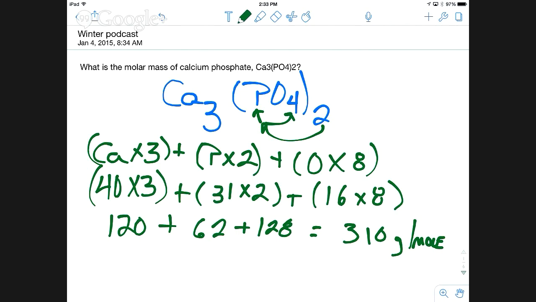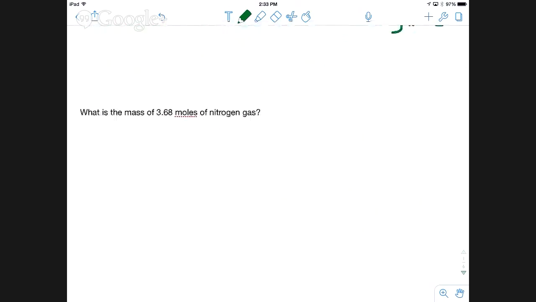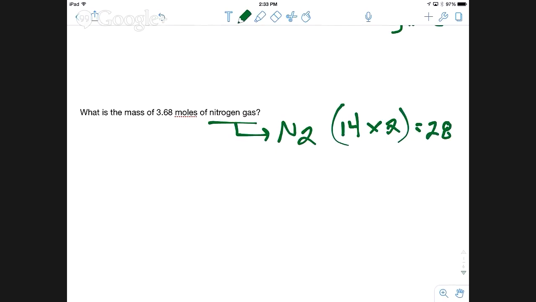So let's take a look at something else I have here. This wants to know what's the mass of 3.68 moles of nitrogen gas. Well, okay, this one's a little different because you have to remember some of the unit cancellation that we did. So first off, nitrogen gas is N2. And if I think about that, nitrogen weighs 14 if you look it up on your periodic table, multiplied by 2 is going to be 28. So what does that tell me? That tells me that 1 mole of N2 is equal to 28 grams of N2.